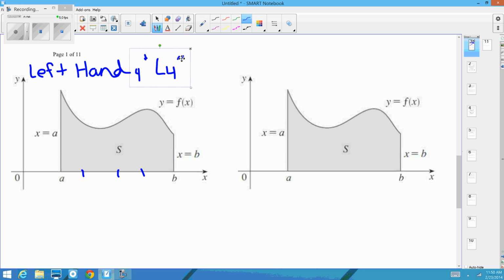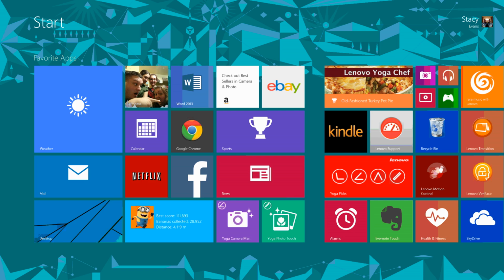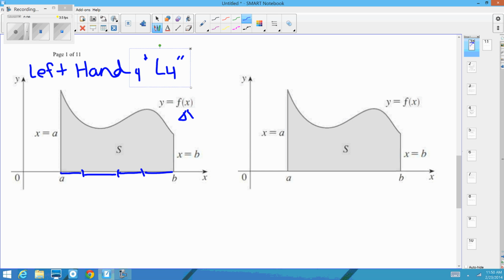So if I want to divide this, the width of my rectangle, I want it to be the same for each one. Sure, it doesn't look like that, but I want it to be the same. All right, so my delta x equals the change, b minus a, over how many intervals I want. This is just in general. 4. So for each of those, this will be my delta x.